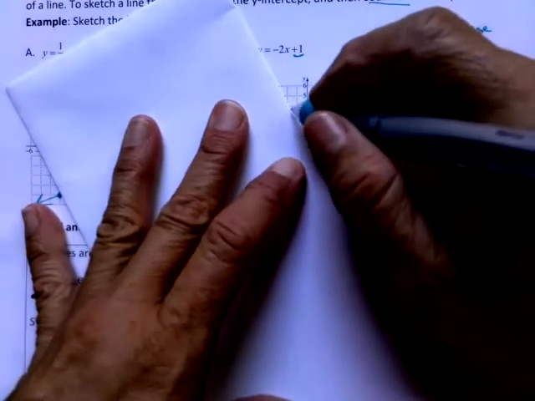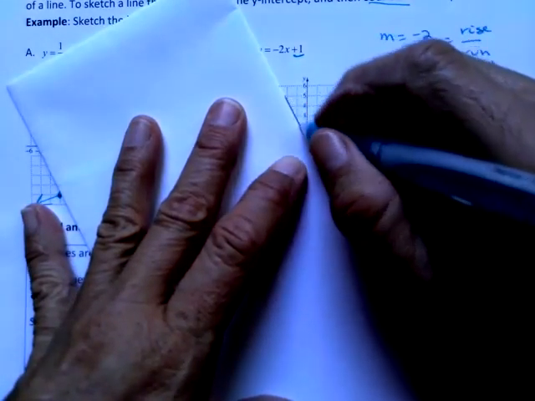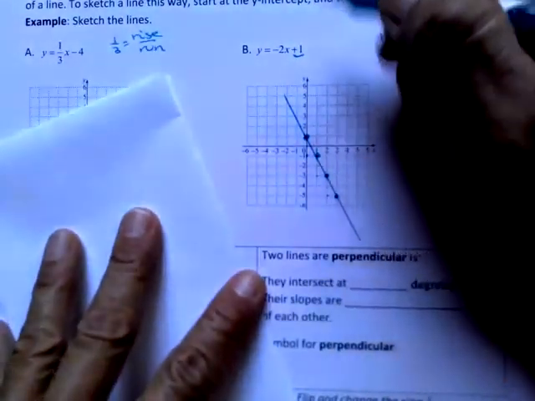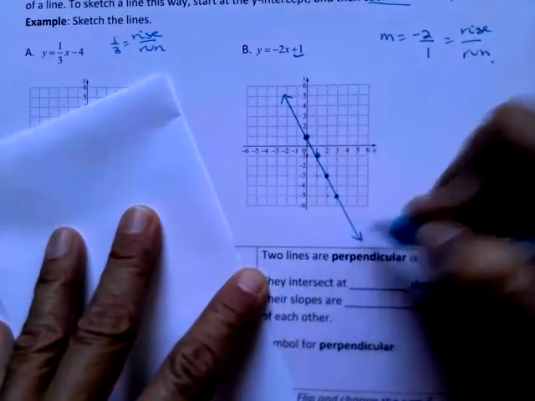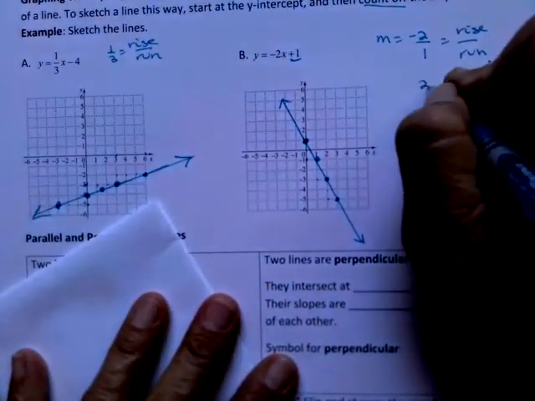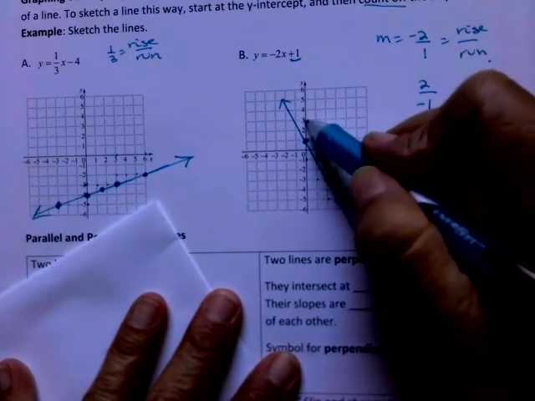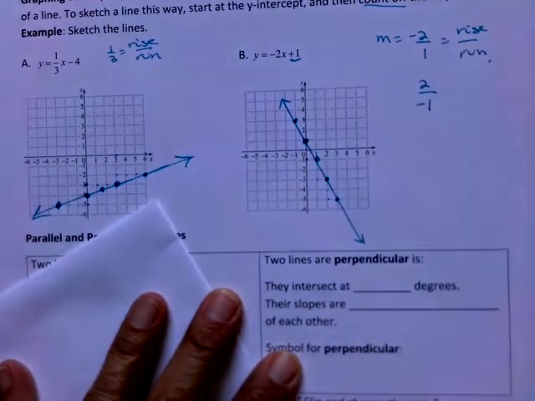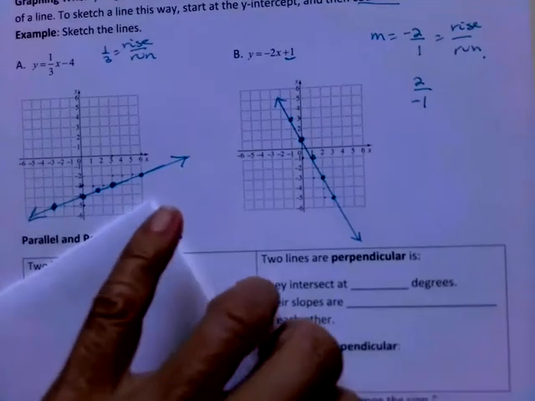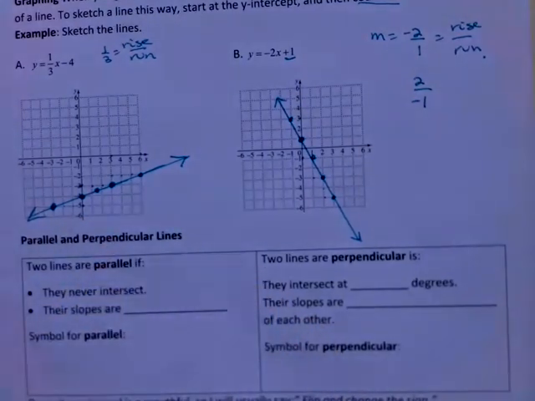So think about how we could have gone up instead of down, what that would have looked like. Okay. I could have gone up 2 and then left 1, up 2, left 1, right? And it's the same slope, right? I just put the negative sign on the other value.